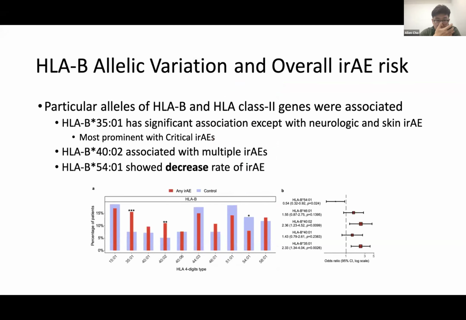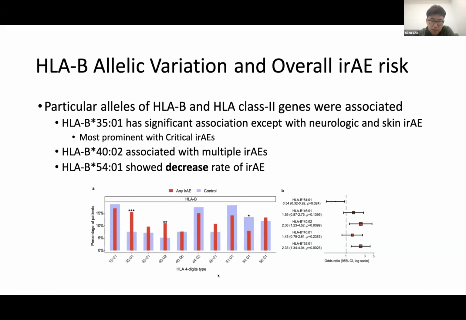And then again, they found that there's allele activation within the patients. In particular, there are certain alleles that were associated with adverse events. The first one was associated with certain adverse events, except for the neurologic and skin related ones. It was seen very commonly within the critical group, and this one in particular actually showed a decreased rate within the immune related response.